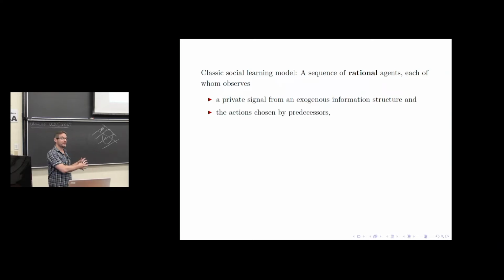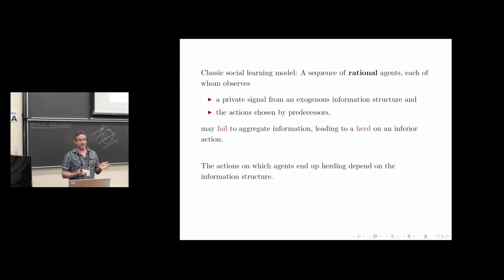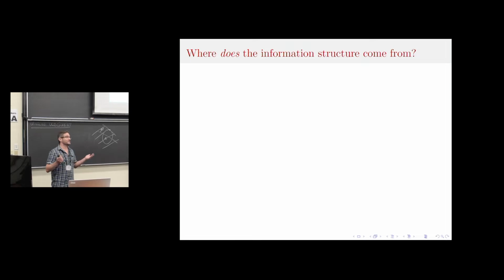In the classic social learning model, you have a sequence of rational agents. Each of these agents observes a private signal from some exogenous information source, plus they observe the behavior of previous agents, and then take some best action. When this happens, they may end up not aggregating information, but instead herding on some inferior action. Now, a simple observation is that the action that they end up herding on depends on this exogenous information structure. And so a natural question is, where does this information structure come from?